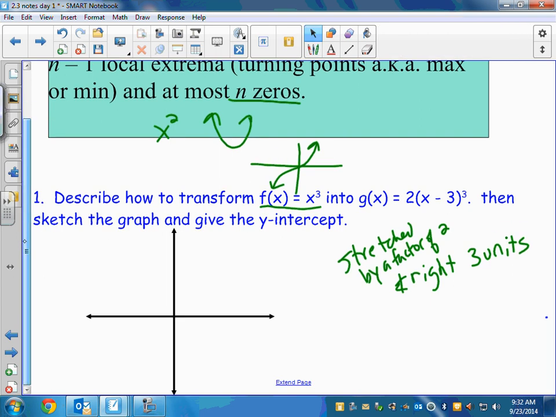The problem with cubic graphs is they get really big and really small very quickly. Which means I don't know how many points we're actually going to pick, but it helps us at least know how stretched out to make our graph.